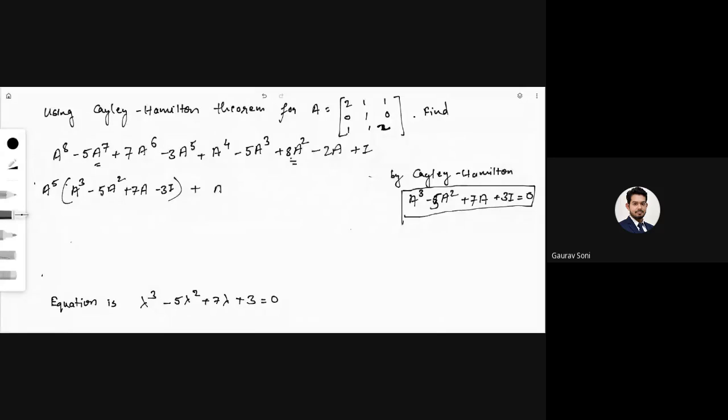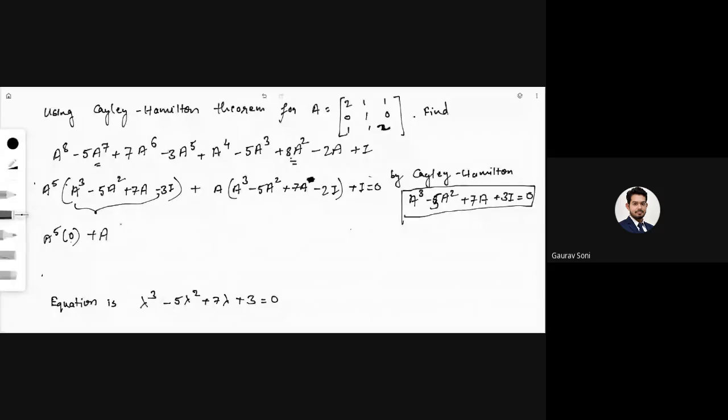Exactly. So I will take A common first of all. So I'll have A cubed minus 5A squared plus 7A minus 2I minus 2I plus I is equal to 0. Now this whole thing is 0. Whole thing is 0. So A raised to 5 into 0 plus A.